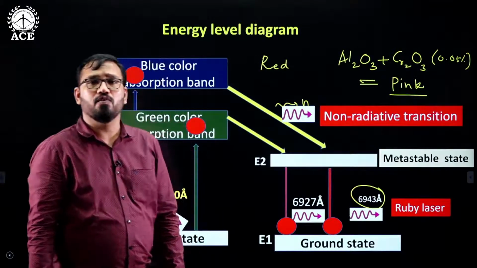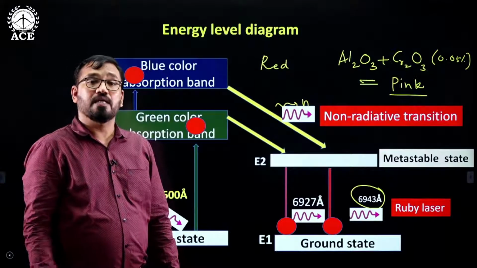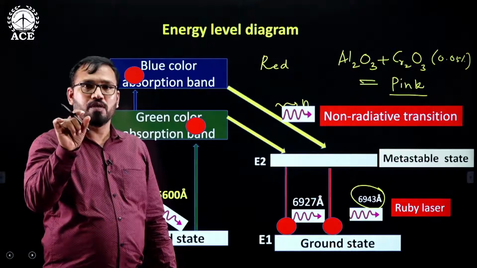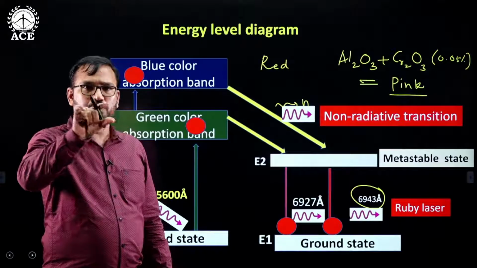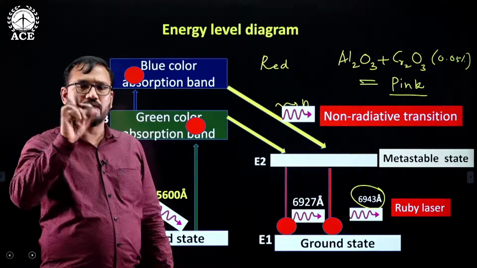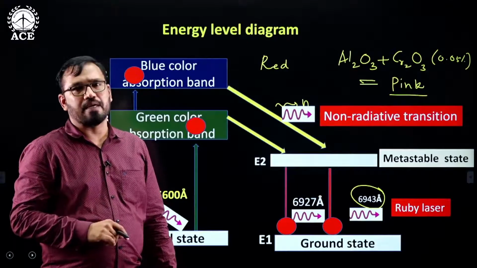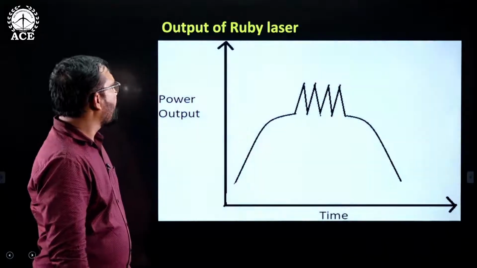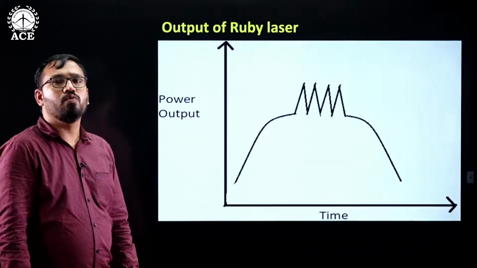What is the color of the ruby laser? Red. What is the color of the ruby rod? It is a solid material. We keep that rod in a quartz tube, and it gets a pink color. So this is the output of the ruby laser.